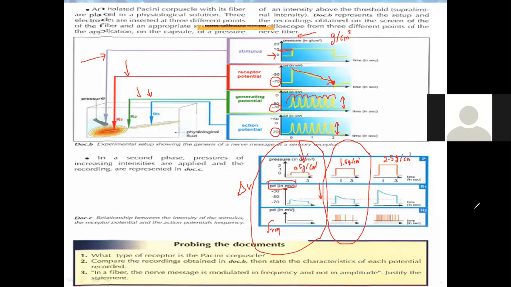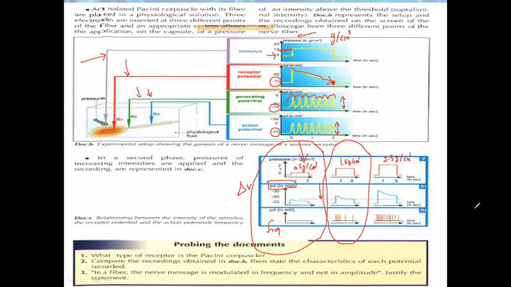After applying a pressure of 1.5 gram per centimeter cubed, the receptor potential increases above the threshold of depolarization. So this leads to the appearance of the action potential, but this action potential decreases with time. If you see here, it increases and then it decreases with time as time moves from 1 to 3 seconds. So it decreases with time.